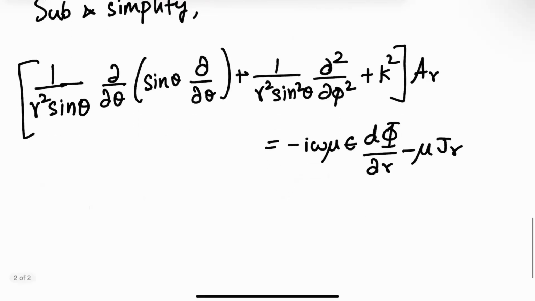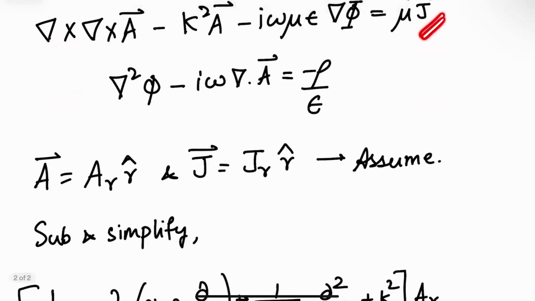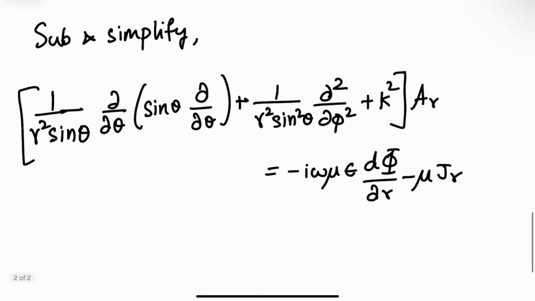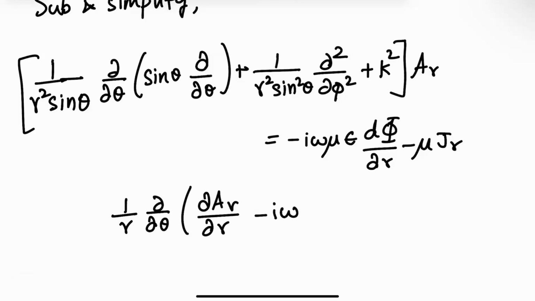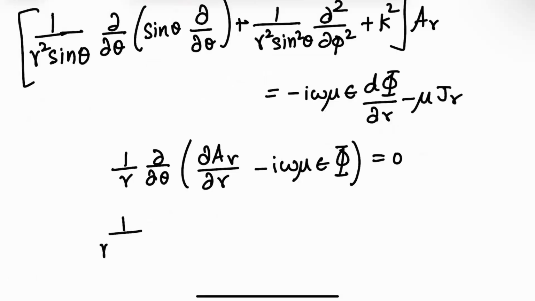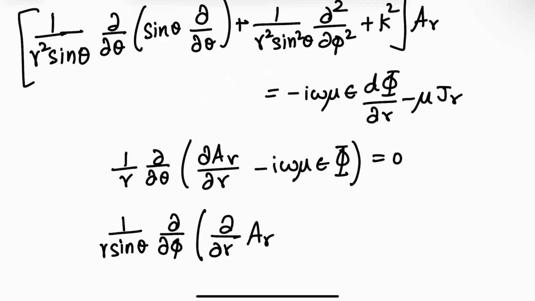Okay, that's one equation. So this is, remember, a vector equation, so we should get three equations. That's just one of them. The other two equations are 1 over r d/dθ of dA_r over dr minus i omega mu epsilon capital phi is equal to 0. And the last equation is 1 over r sine theta d/dφ of d/dr A_r minus i omega mu epsilon phi equal to 0.